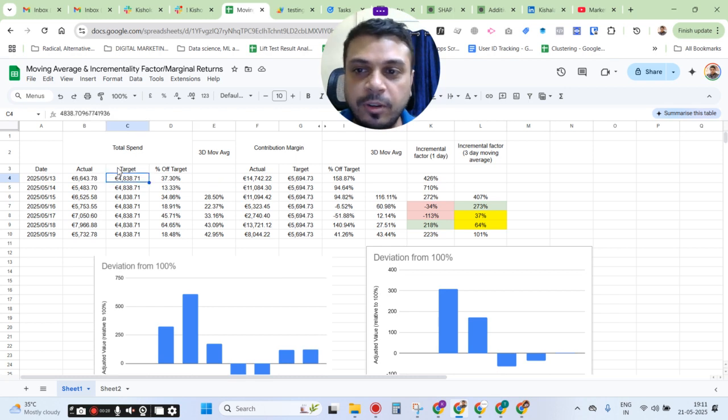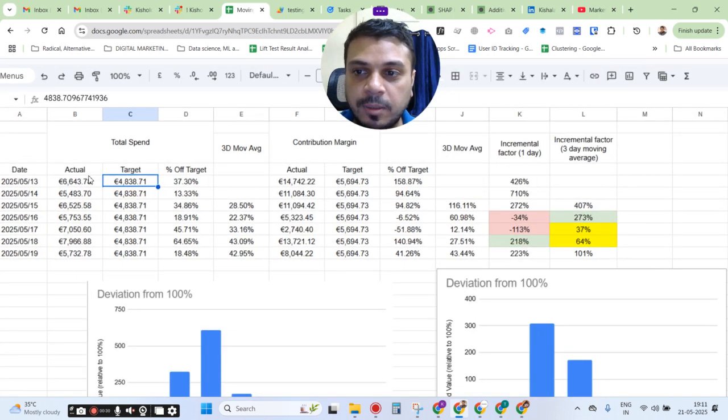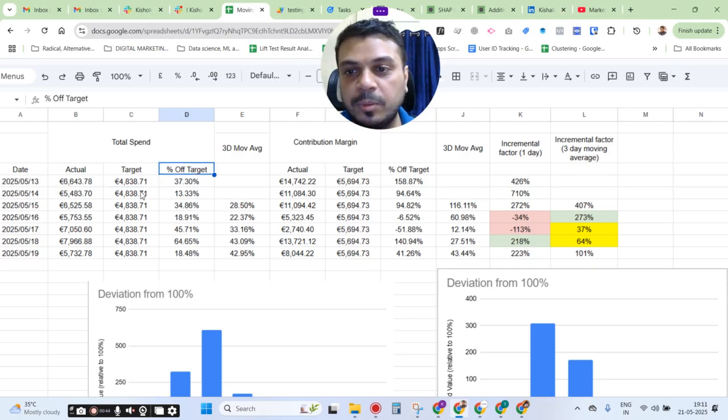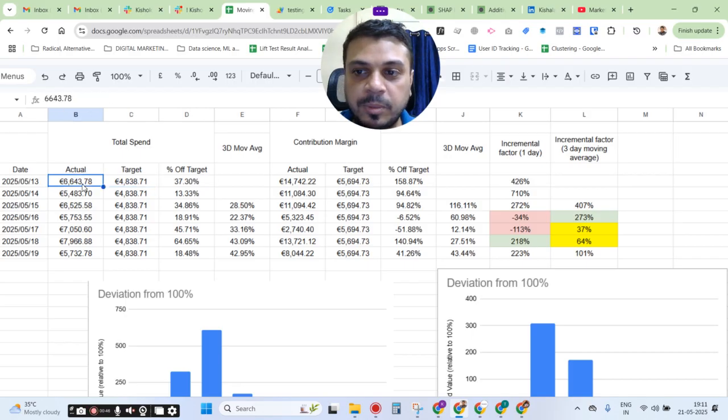So here in front of you, you see some data points for different dates. This is the spends, and this is the total spends. These are the targets, and you will see the targets are the same for every day, and then you have the percentage of the target. So that's simply what percentage the achieved value is above or below the target. The same goes for the contribution margin, whether or not it's above or below the target, which again is the same for every day.